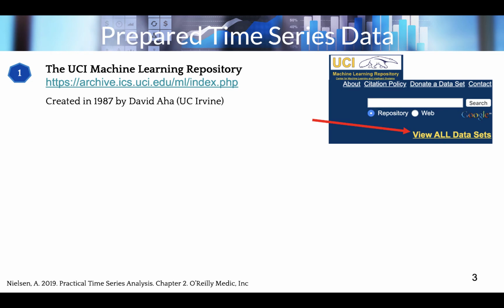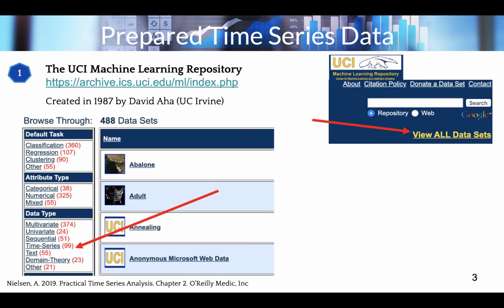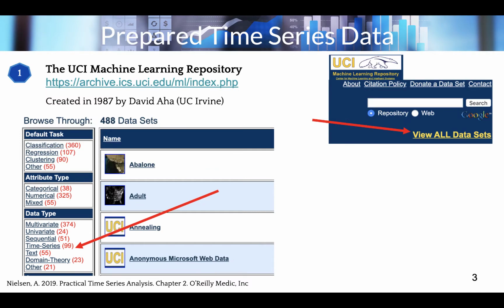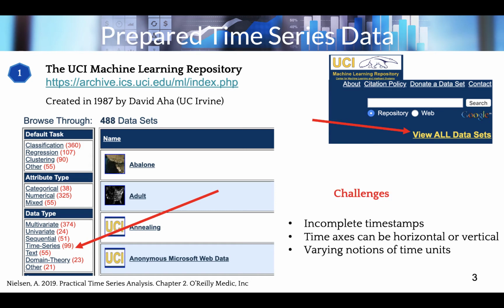When you expand View All Dataset, you will notice on your left panel time series data type with about 99 items. Feel free to browse and review some of the available datasets and try to identify attributes denoting time sequencing. You may also notice some potential challenges.